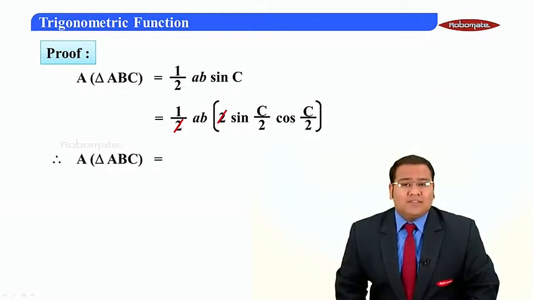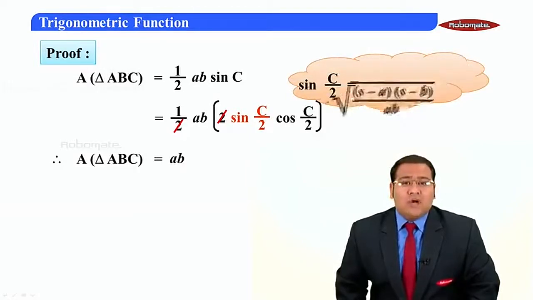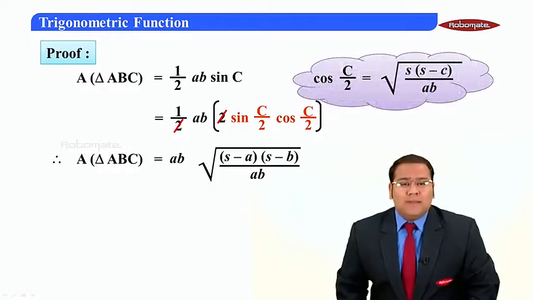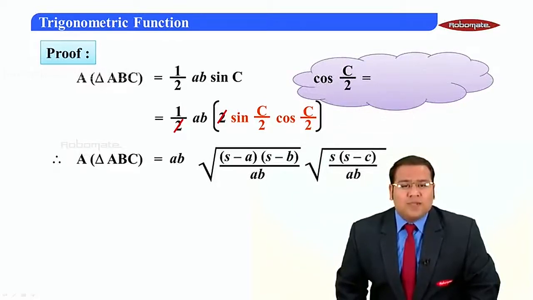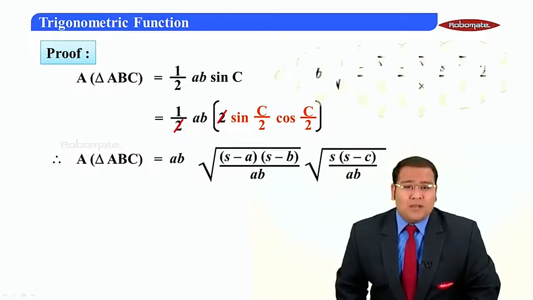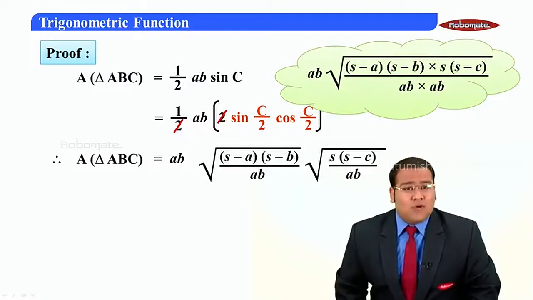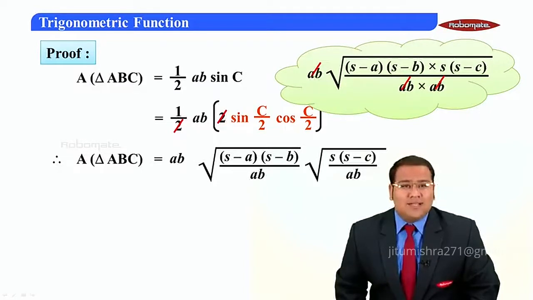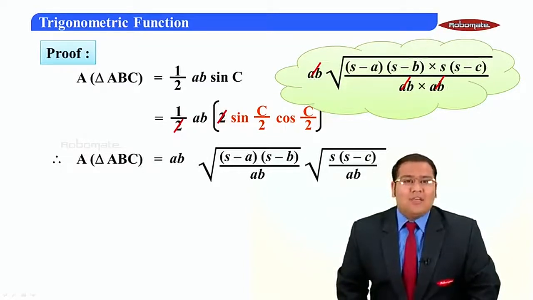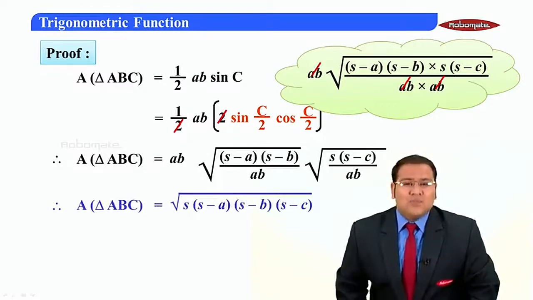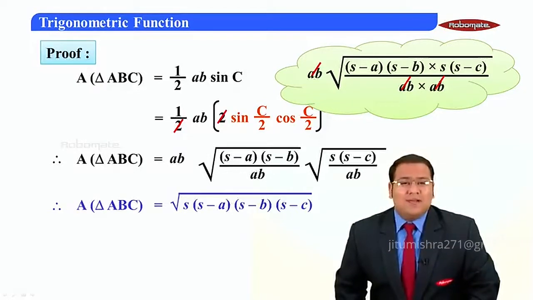Also, area of triangle ABC is equal to ab into sine of C by 2, which can be replaced with root of s minus a, s minus b upon ab, and cos of C by 2 would be replaced with root of s into s minus c upon ab. In this case, if you observe, ab is common. So, out of the square root, you would get ab square. So, square root of ab square is ab. So, ab and ab would get cancelled. So, what you have in the square root term is area of triangle ABC is equal to root of s into s minus a, s minus b, s minus c.